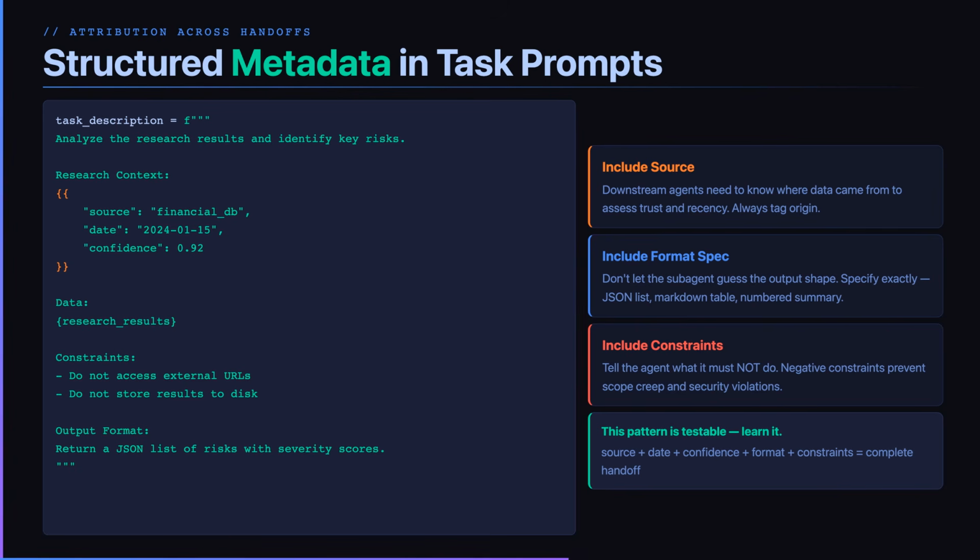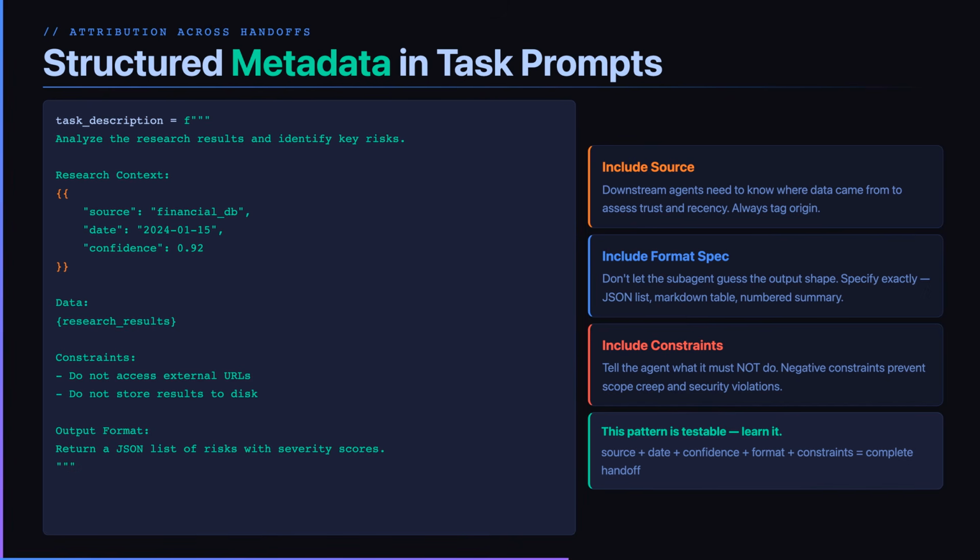Here's a concrete example of structured metadata in a task prompt. Notice the pattern. A clear goal at the top, a structured JSON block with source, date, and confidence score, the actual data, and an explicit output format at the bottom.